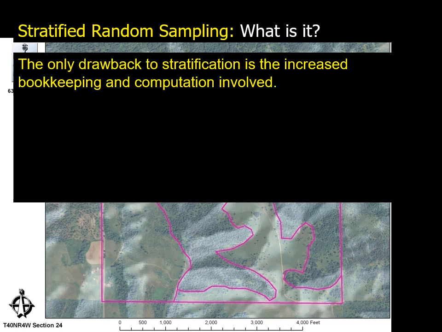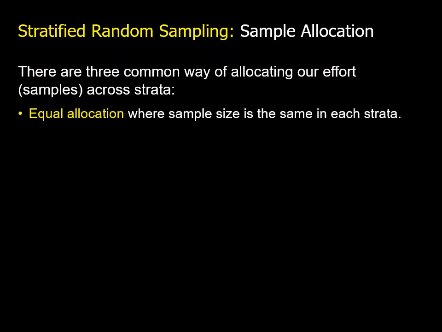In the big picture, the only drawback to stratification is the increased effort needed for the bookkeeping of the data and computation of the statistics. There are 3 sample allocation approaches we will look at. The first approach is equal allocation, where the sample size is set equally for each strata. The calculation for this process is fairly simple, where we say that the number of samples in each strata is equal to the total number of available plots divided by the number of strata.